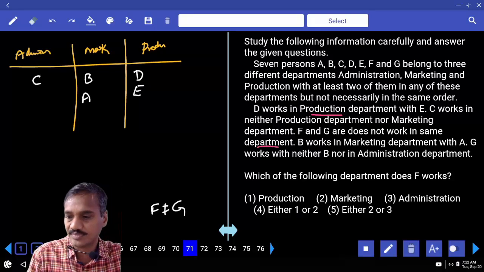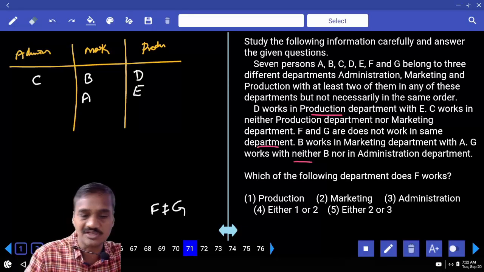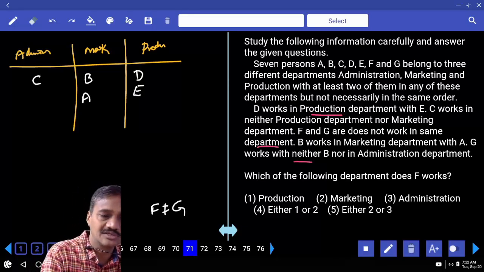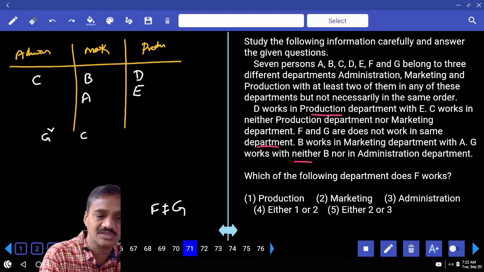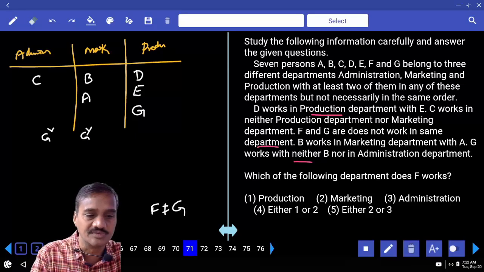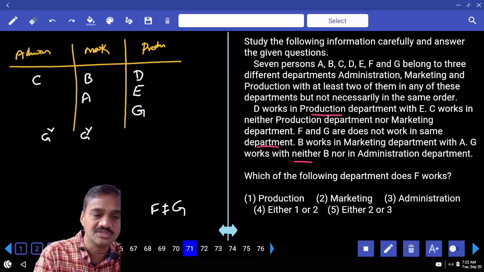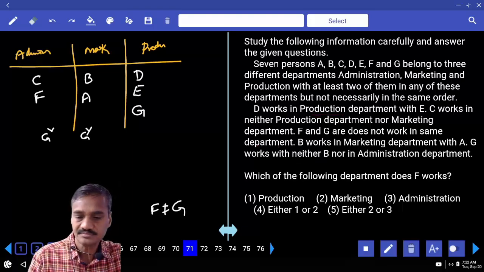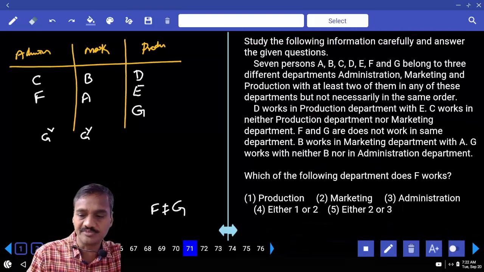And G works with neither B nor in admin. G, neither B nor in admin. Hence G cannot be here and G cannot be here as well. Hence what is the only possibility we have? G must be here. If there are 3 persons in production, hence we need to have 2 and 2 in each of the others. Who is left? A, B, C, D, E, F and G, F is the person left. Done? Then which of the following department does F work? F works in admin. Admin, that is choice 3, question number 71.